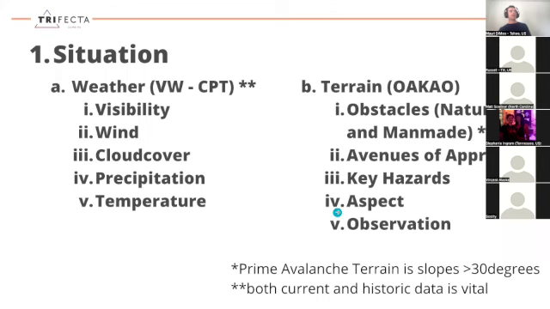Line 4 is aspect. So is the objective north or south facing? And then where on your route are you at highest risk due to, say, warming, because you're south facing and the sun is warming the snow, and you want to be off that part of the terrain before it gets too warm. Finally, observation. This is going to be key observation points where you can get eyes on your route so you can make a decision before you're actually in the gut.